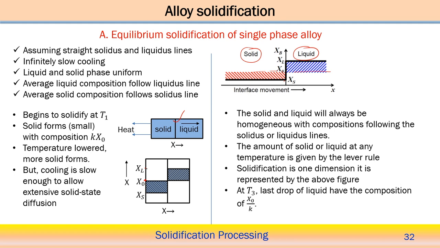Because it is necessary to follow the solidus and liquidus line, there must be some variation of the composition. If we follow the solidus and liquidus line for a fixed composition X0, that means the composition varies with respect to temperature. So lowering the temperature, the composition along the solidus and along the liquidus line gradually changes, and that has to be maintained. That is why sufficient time is there, allowing the diffusion to occur, so homogeneous composition is maintained as per the solidus and liquidus line.